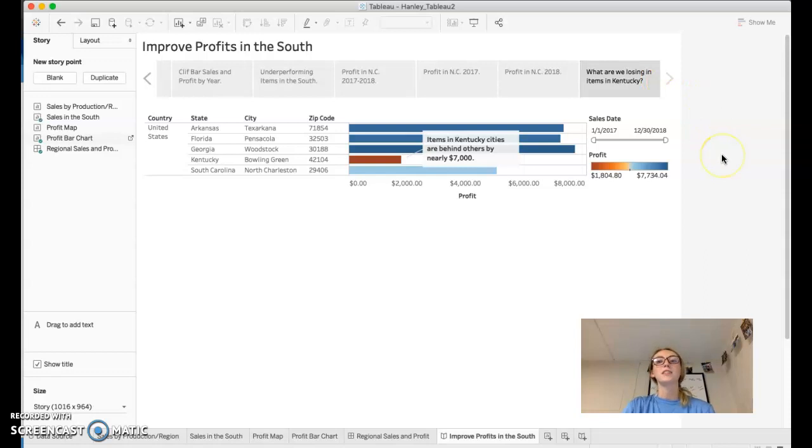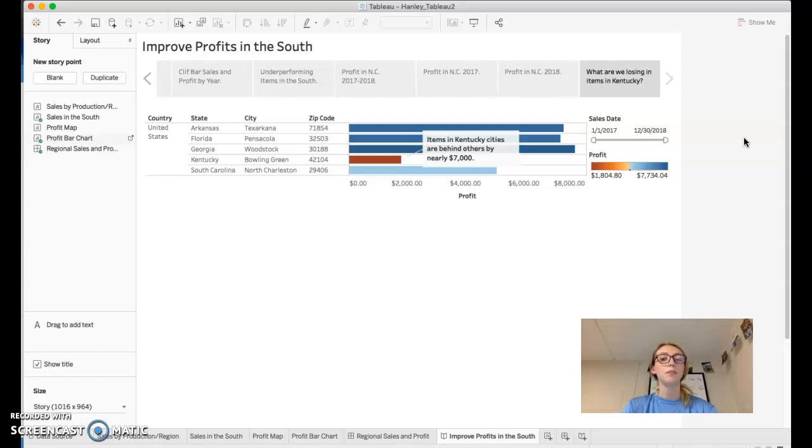Finally, the last page is entitled, What Are We Losing in Items in Kentucky? This is comprised of the profit bar chart and the Sales in the South worksheets. I added an annotation onto the Kentucky bar to highlight the difference in profit. This page was made to show the difference in sales between Kentucky and other states in the southern region. It was also created to prompt the main question of the story. How do we fix our declining sales in the regions throughout the nation?